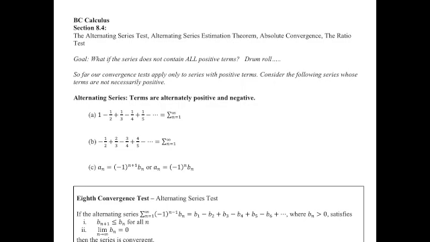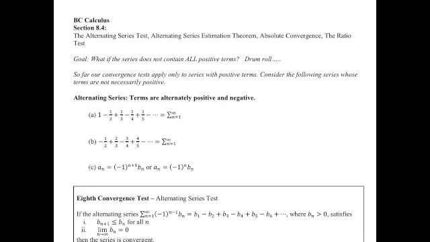And in this section, we're going to take a look at our remaining convergence tests. So we have test number 8, the alternating series test, test number 9, the absolute convergence test, and then test number 10, the ratio test. So we're going to start off by talking about the idea of the alternating series.